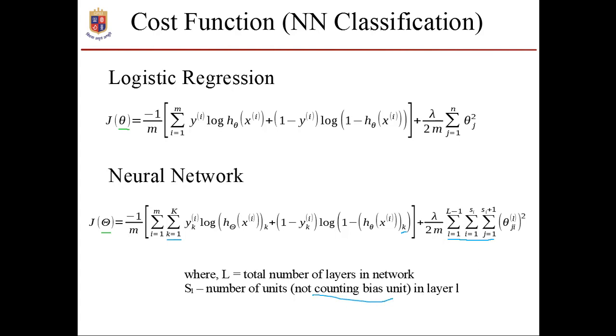Putting it all together, this is the new formula where you have the cost function for the neural network, and the formula is quite straightforward and quite easy. If you remember the logistic regression formula, this is the same as what we have in the neural network.